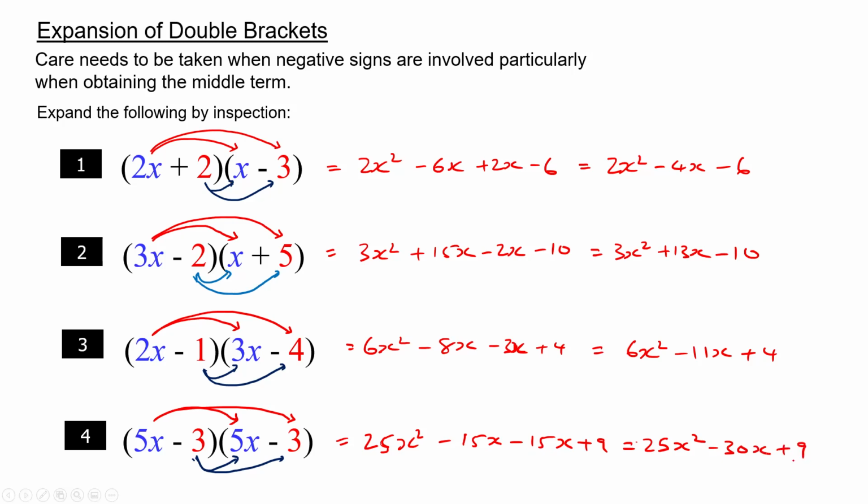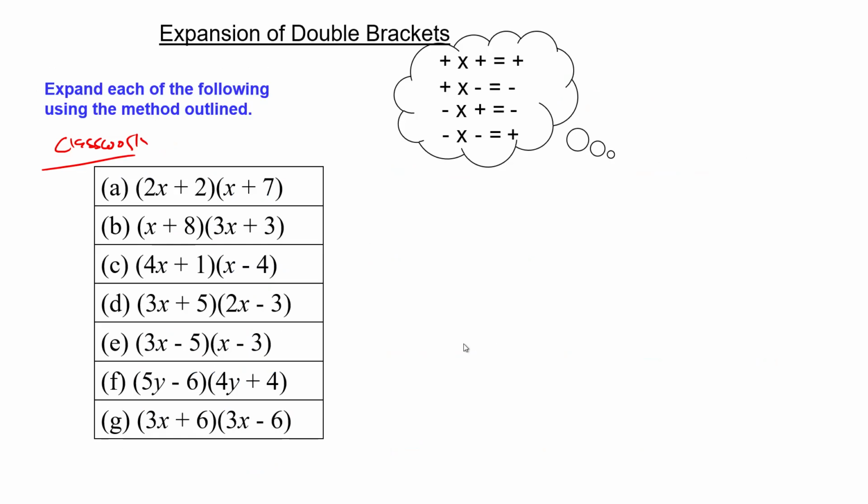Okay, good. So what I want you to do now is mark and then rag your work. Once you've done that, hit play, and I've got some classwork for you. So hit pause now, mark and rag, and when you're ready, hit play. Right, I've got 7 questions for you, so hit pause, have a go. Once you're done, hit play, and we'll go through the answers.